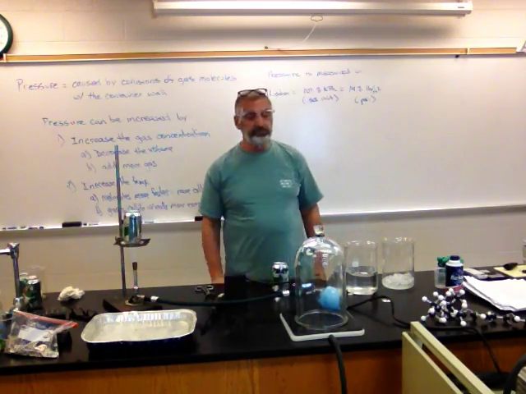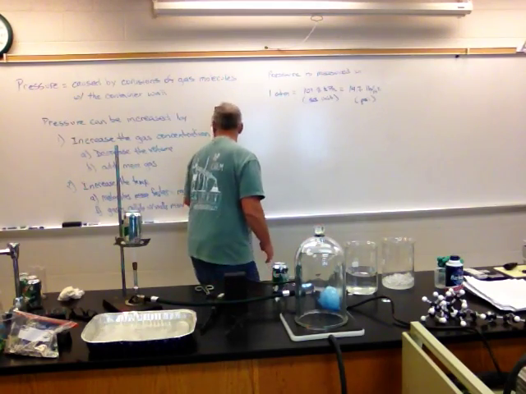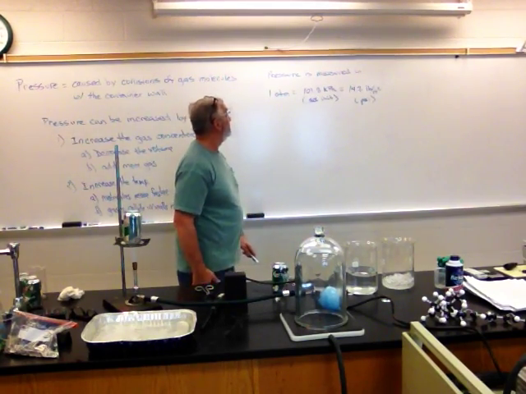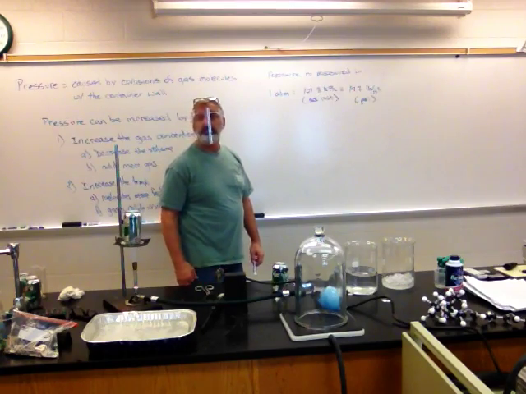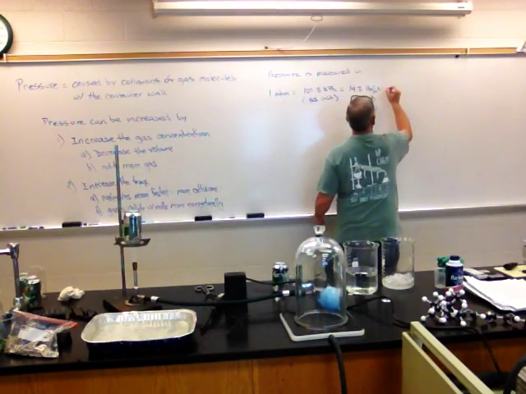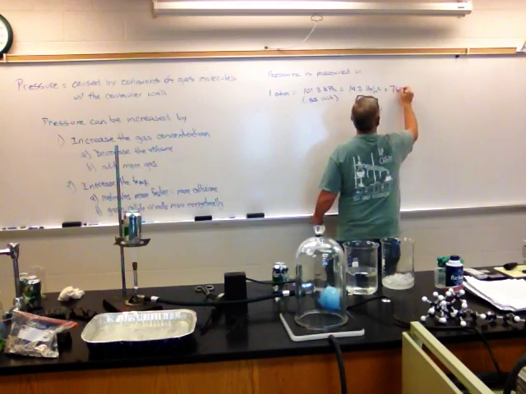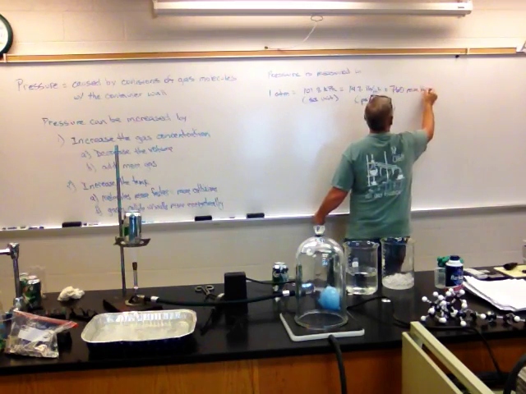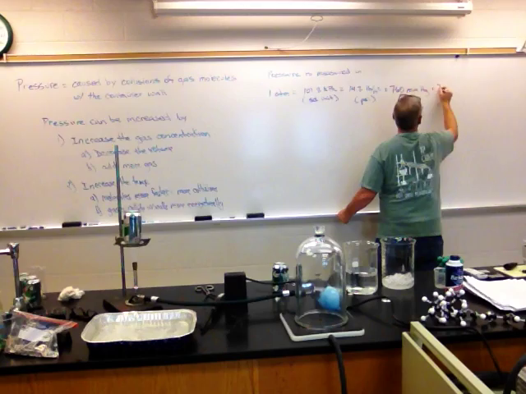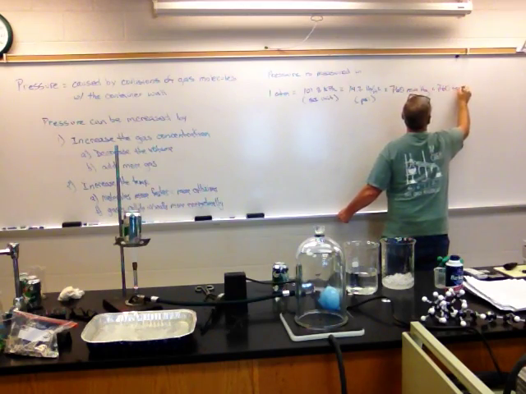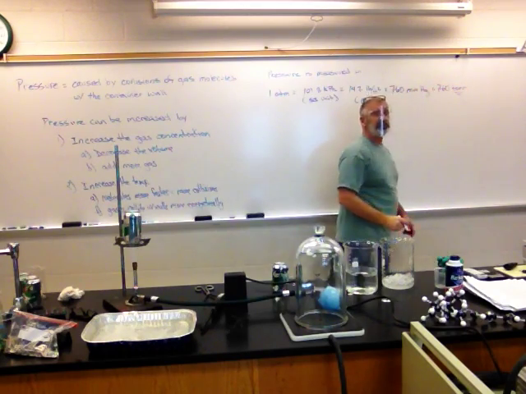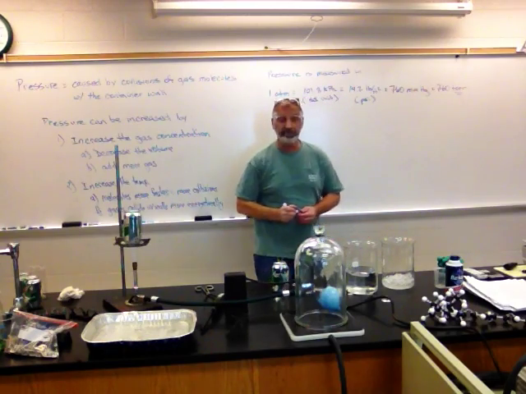Now, so pressure, what are some other units of pressure? Millimeters of mercury. Which, just so you know, another name of that is a torr, named after Torricelli, the guy who invented the barometer.